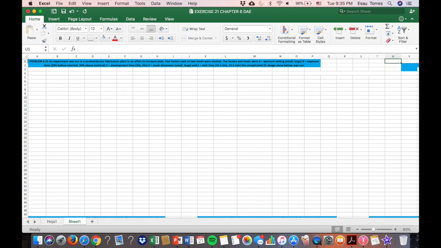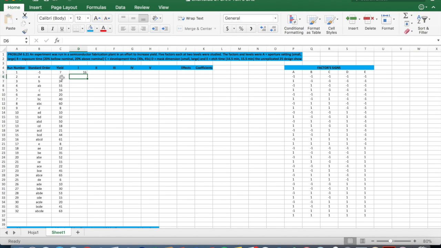The factors and levels were A. Aperture setting, small and large. B. Exposure time, 20% below and 20% above. C. Development time, 30 seconds and 45 seconds. D. Mask dimension, small and large. E. Etch time, 14.5 minutes and 15.5 minutes. The unreplicated 2^5 design shown below was run as follows.